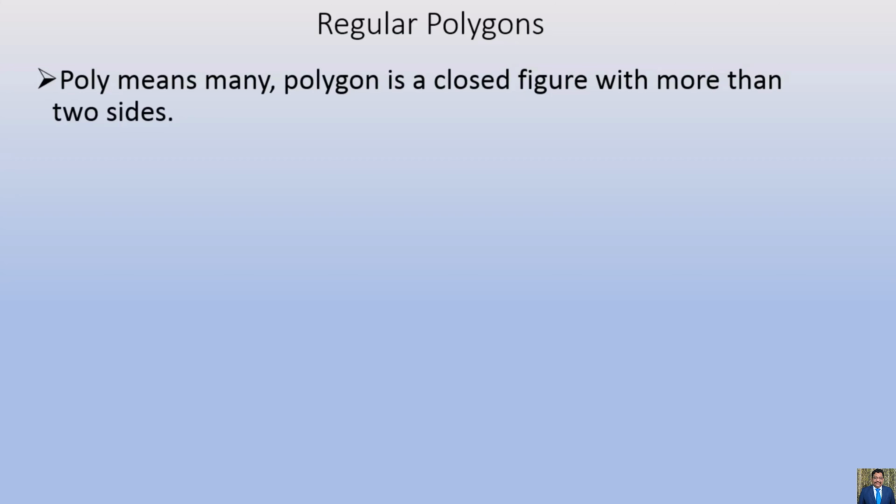So now we will see about polygons. Poly means many, and polygon is a closed figure which is having more than two sides. That means if a figure is having say 3 sides, it will be called triangle, 4 sides square, in this fashion. So polygon means a closed figure which is having more than 2 sides. This is very important. Polygon should and must be closed, and it should have more than 2 sides.